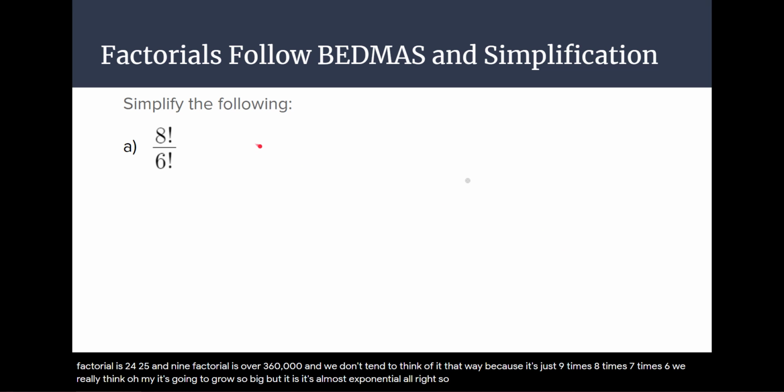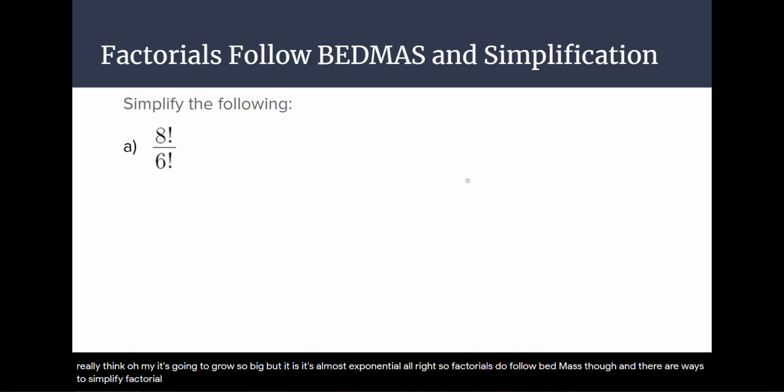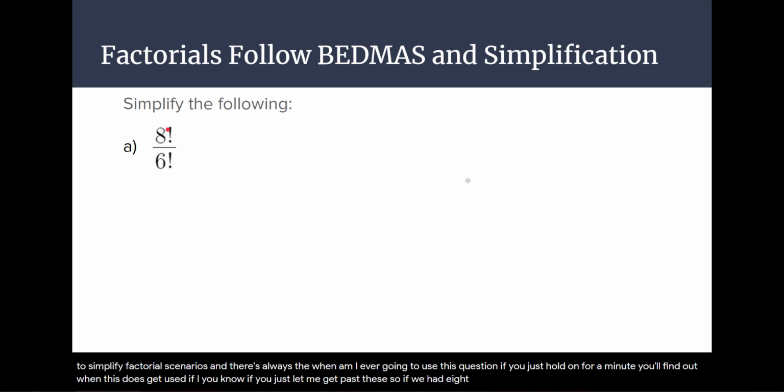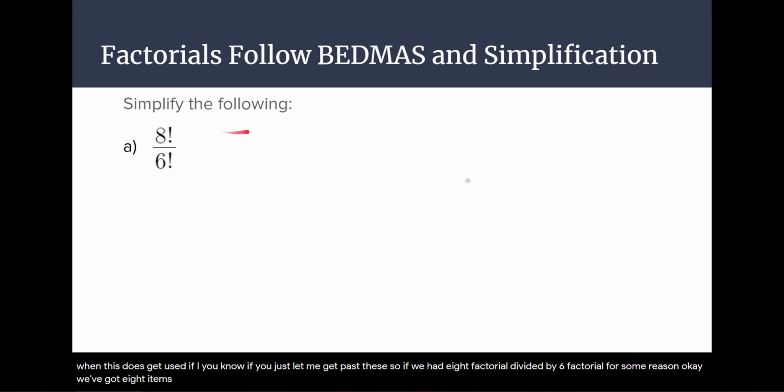All right, so factorials do follow BEDMAS, though, and there are ways to simplify factorial scenarios. And there's always the "when am I ever going to use this" question. If you just hold on for a minute, you'll find out when this does get used, if you just let me get past these. So if we had 8 factorial divided by 6 factorial for some reason, okay? We've got 8 items and we want to shift them around, and then there's some reason why we would be dividing out the 6 factorial.